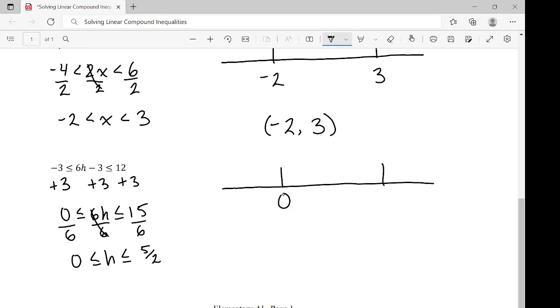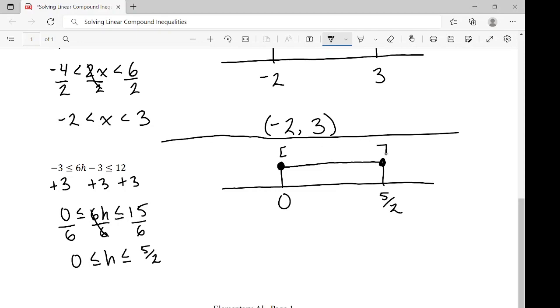Graph it. 0, 5 halves. And since they're both equal to, both of them get filled in circles. Or, in this case, brackets. Again, whichever is asked of you. And then for our interval notation, it goes from 0 to 5 halves. And again, both have brackets, so both of these also get brackets. So again, this is how you would solve a linear compound inequality.